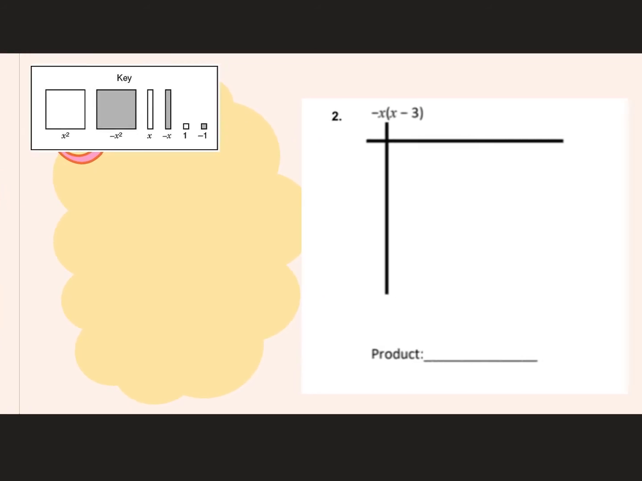So again, let me make a few changes to my key. So this is going to be blue. Anything negative is going to be red. This is going to be green and yellow. So here I'm multiplying negative X times X minus 3. All right, I want you to pause the video and see if you can model this one based on the model that we did in the previous one.